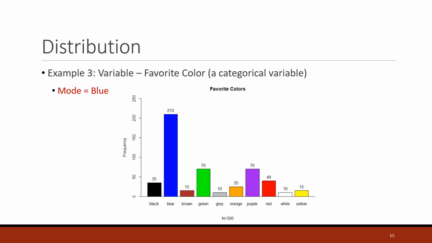And then for our categorical variable example here, for favorite color, the only measure of central tendency that's really meaningful for this categorical variable is the mode, which is blue. We've seen that before. Blue is the most frequently occurring category for this variable.